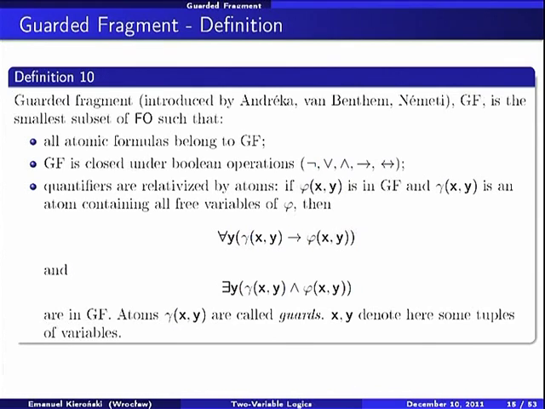In this fragment, quantifiers have to be relativized by atomic formulas. So if we want to say, for example, for all y, where y may be here a tuple of variables, for all y, phi of x, y, then we have to put an atomic formula called a guard here. So for all y such that, and here we have an atomic formula, something happens. And analogously for existential formulas. So this is the only restriction. And this logic is closed under Boolean operators, and all atomic formulas belong to the guarded fragment. We may use equality.